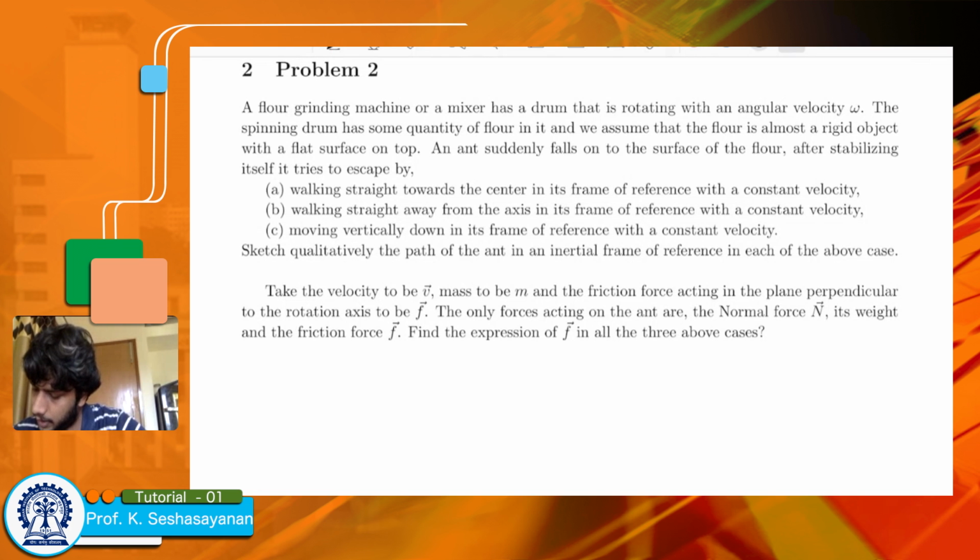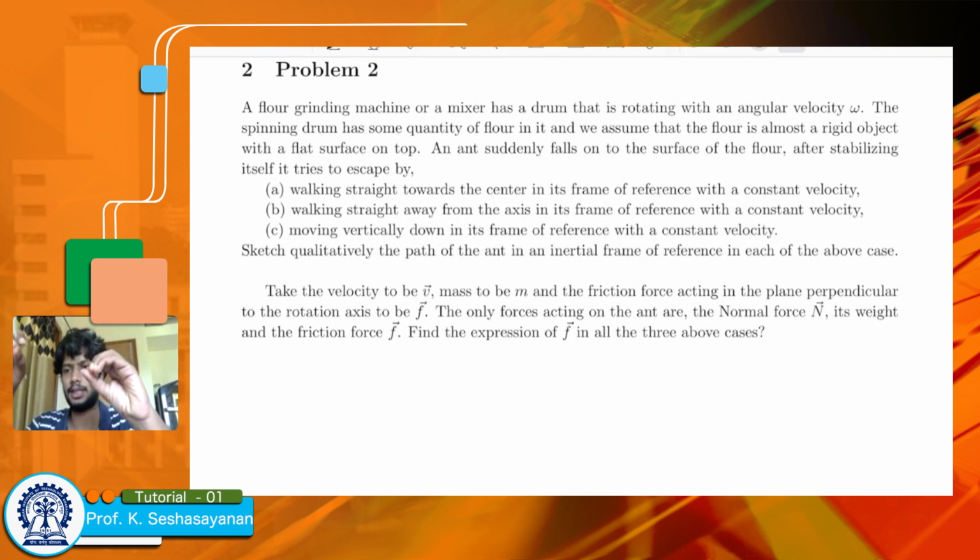So problem number 2: a flour grinding machine or a mixer has a drum that is rotating with an angular velocity omega. The spinning drum has some quantity of flour in it, and we assume that the flour is almost a rigid object with a flat surface on the top. An ant suddenly falls onto the surface of the flour. After stabilizing itself, it tries to escape by A, walking straight towards the center in the frame of reference with a constant velocity.